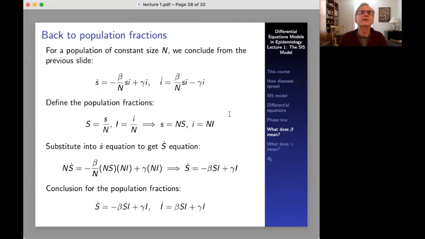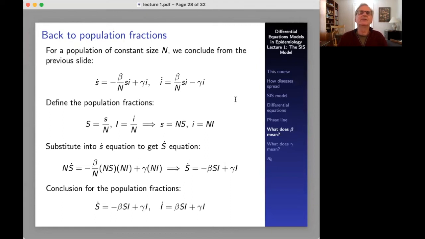Here's what we just figured out. I dot was beta over n SI minus gamma I when we look at a population of size n. That's what we just figured out on the previous page. And similarly, S dot would turn out to be the exact opposite of that, a minus sign here and a plus sign here. Now, our point in doing this was to understand beta and gamma back when we were looking at population fractions. So let's go through that.